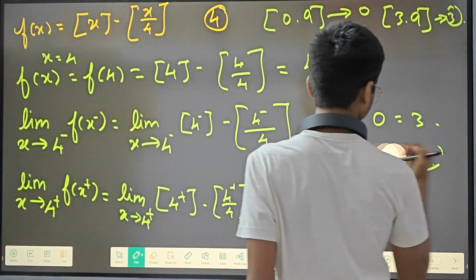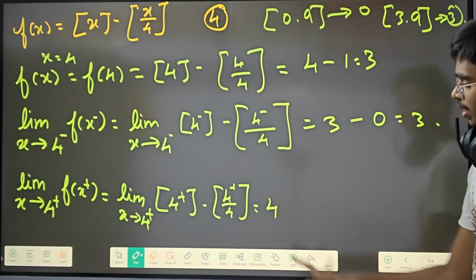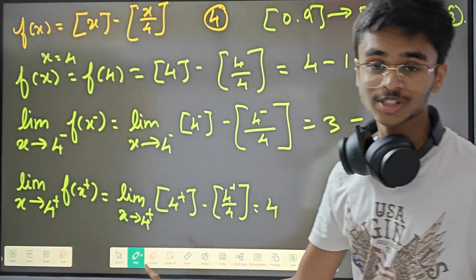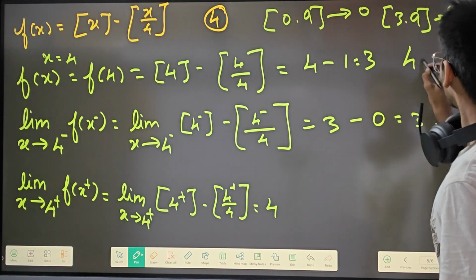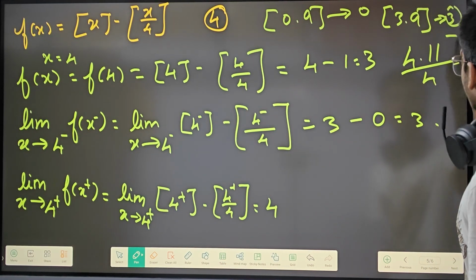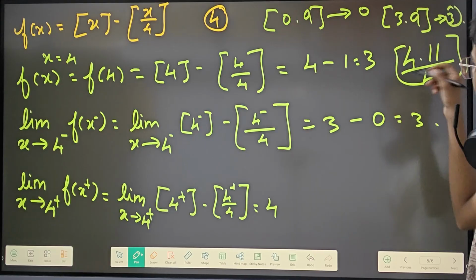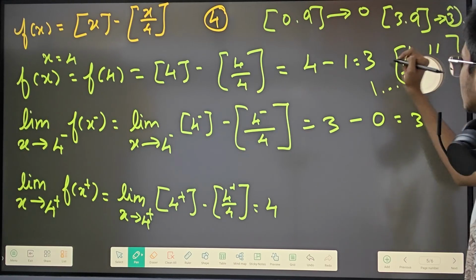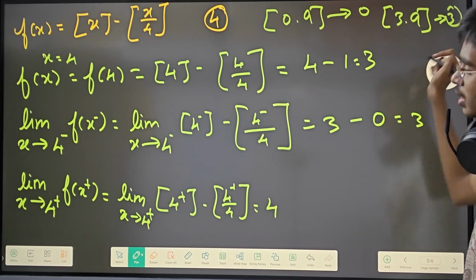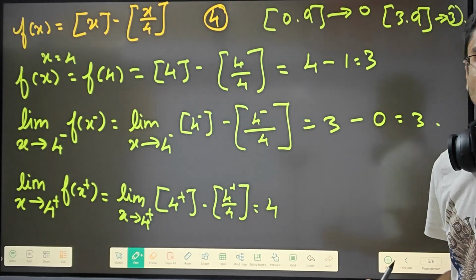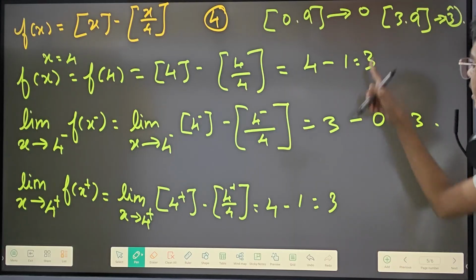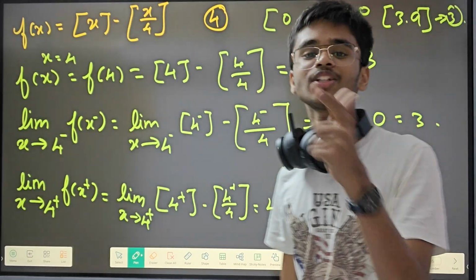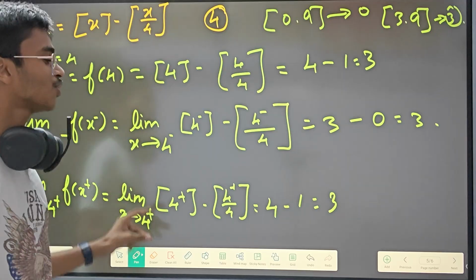Then see, here it is 4 plus divided by 4. So you can take something like 4.11 whole divided by 4, in the greatest integer function. It will be approximately something like 1 point something. If it is 1 point something, then the greatest integer function will convert it into 1. Minus 1, which is equal to 3. You can see in all 3 cases it is 3. So hence it is continuous at 4.